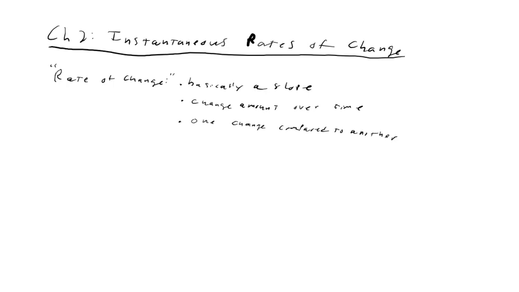Some examples of rates of change are things like speed. Speed is distance over time. That's a rate of change. It's a rate of increase of distance per unit time. It's how much your position changes in time.